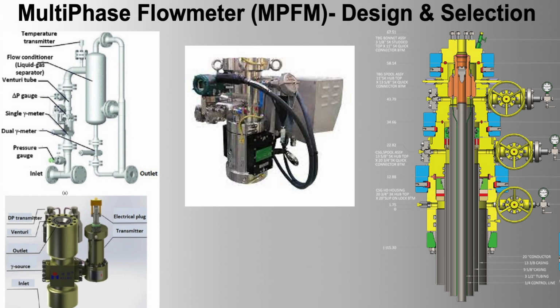4. Optimized chemical injection. The central facility uses chemicals for enhanced oil recovery, EOR, and needs to optimize the injection rates based on incoming flow compositions. Benefit: MPFMs provide real-time data on water cut and gas-oil ratio, allowing for precise control of chemical injection rates, improving EOR efficiency and reducing costs.